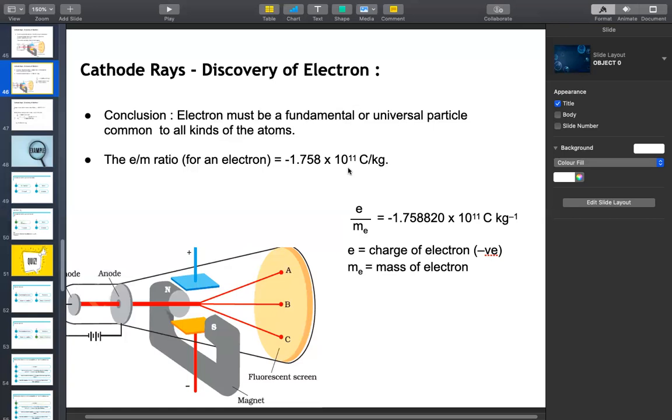Again, I am repeating, electricity was discovered long back. Current was discovered long before this experiment, because in the early 19th century electricity was discovered. This came after half of the 19th century, in the second half. So all these experiments were easy to conduct, but the mass and charge of the electron were unknown at that time also.